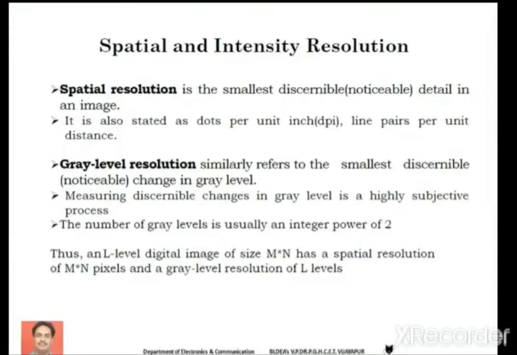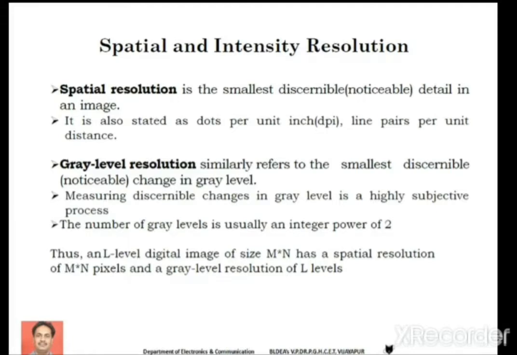Concept called zooming and shrinking, and we discuss the basic relationship between the pixels. Okay, so first we are going to start with the definitions of spatial and intensity resolution. Spatial resolution is the smallest discernible detail in the image. The smallest distinguished details of the image can be referred to as spatial resolution.